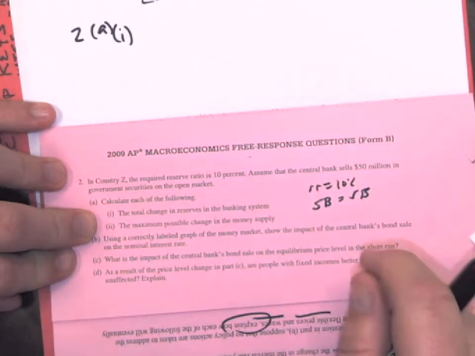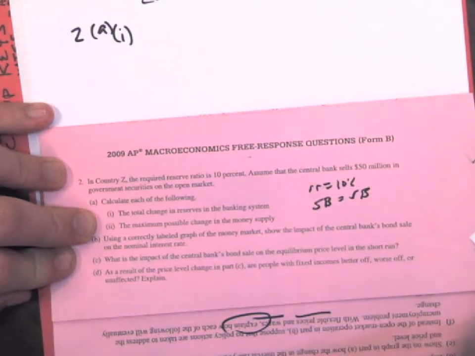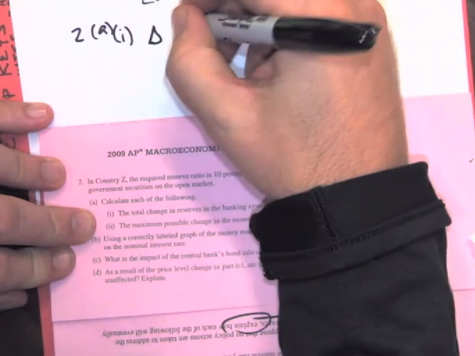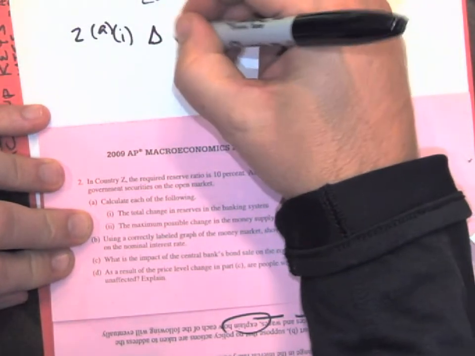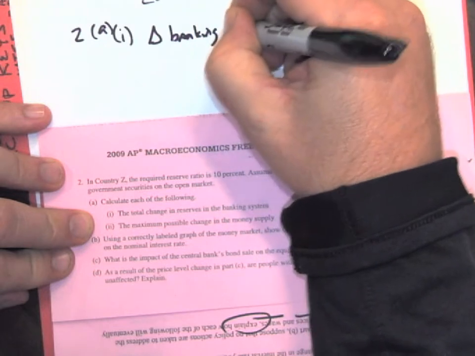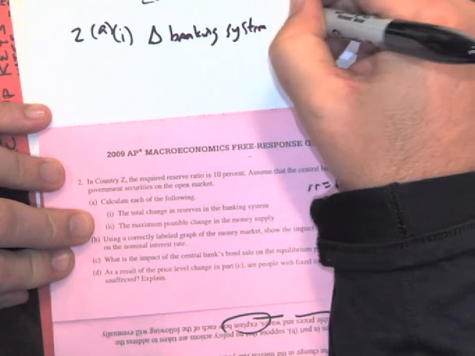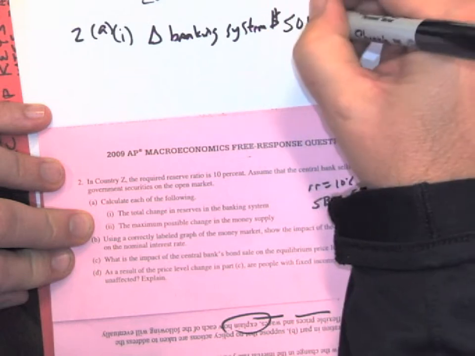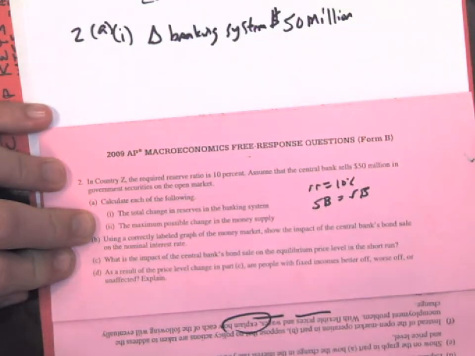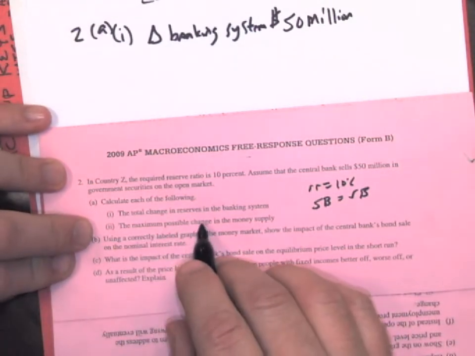Change doesn't mean added to it. It can be add or subtract. So $50 million is going to be the change in the banking system. So how do we come with that? Well, this is going to be worth 2 points to you right here.